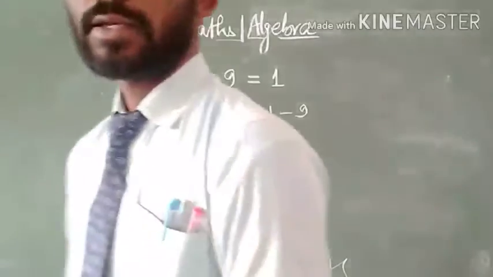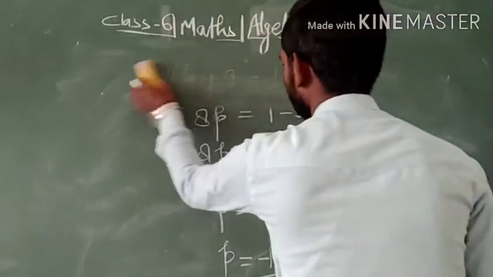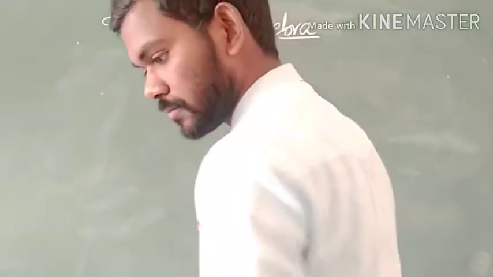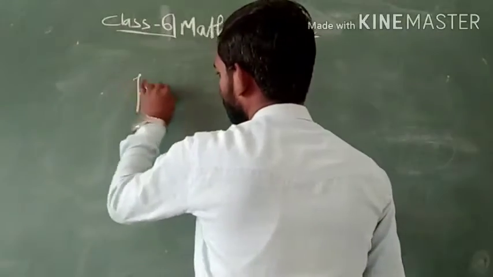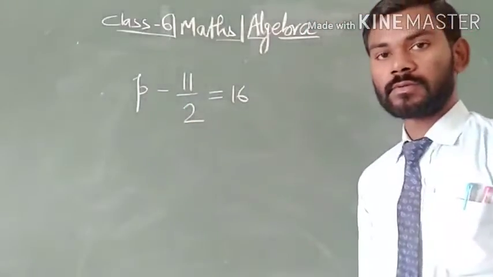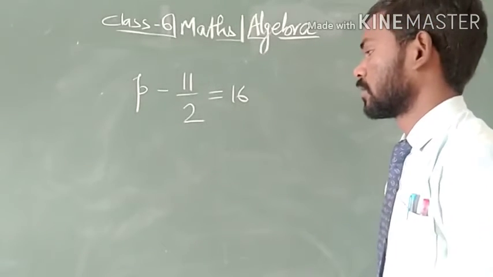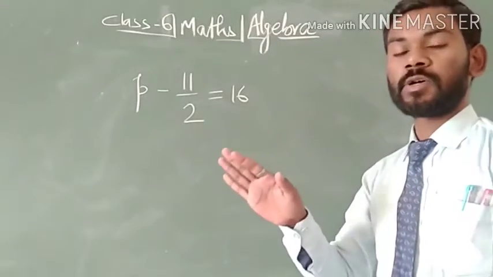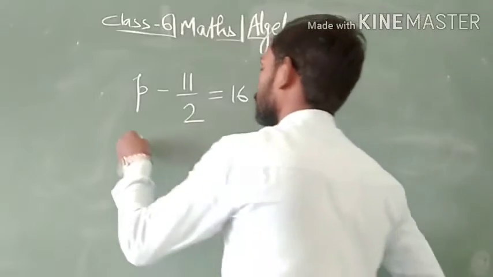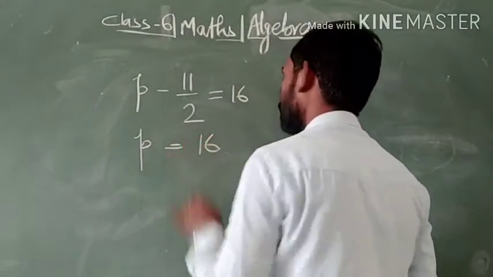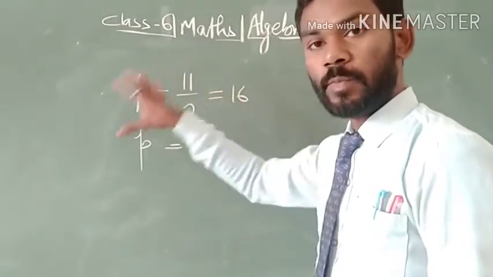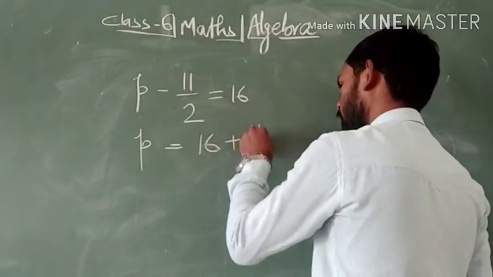Okay, now let us see the next question. Let us see one more question. P minus 11 upon 2 is equal to 16. This is the given question. Now here we shall transfer 11 by 2 to the right hand side. So we get p is equal to 16, and this is a minus sign. So when this term goes to the right side, it becomes positive, and we get plus 11 upon 2.